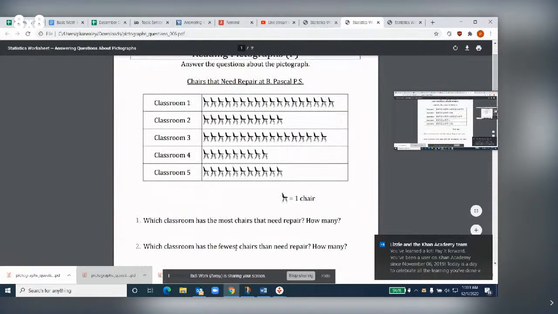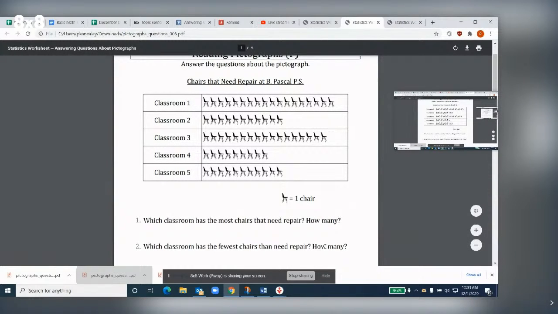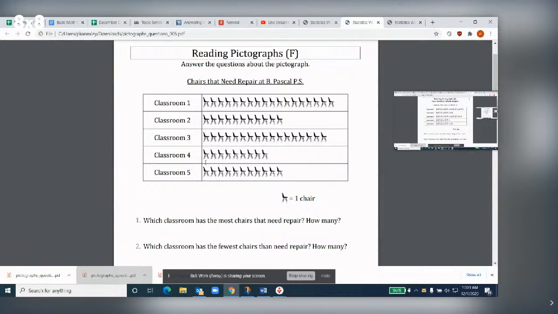And what classroom has the fewest chairs that need repair, and how many? This one looks like classroom 4 has the least amount of chairs that need repair. We're going to count these up. So it's going to be 1, 2, 3, 4, 5, 6, 7, 8, 9. So classroom 4 only needs 9 chairs repaired.